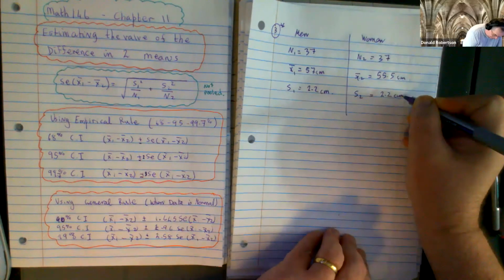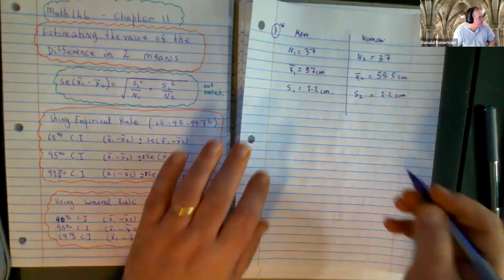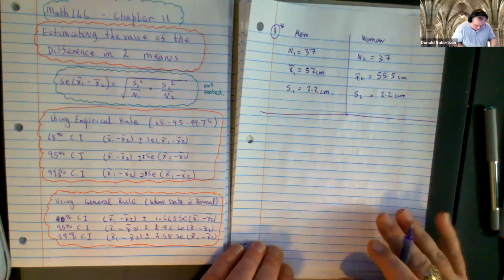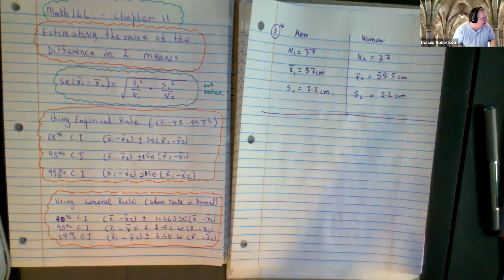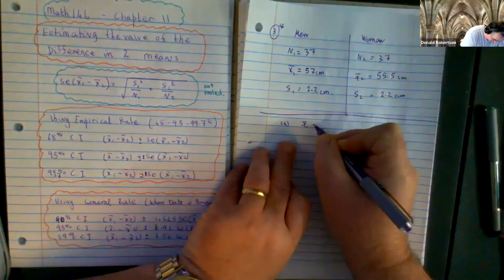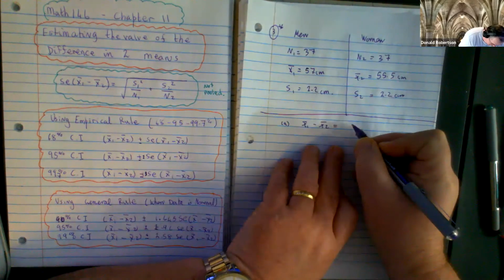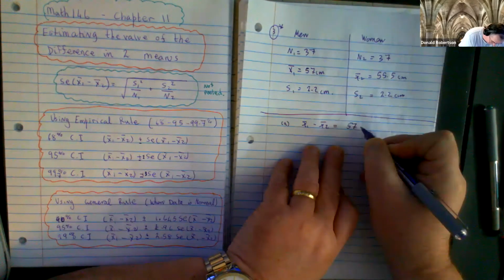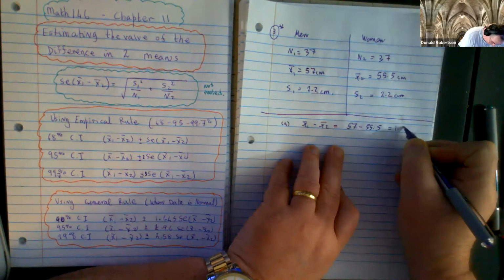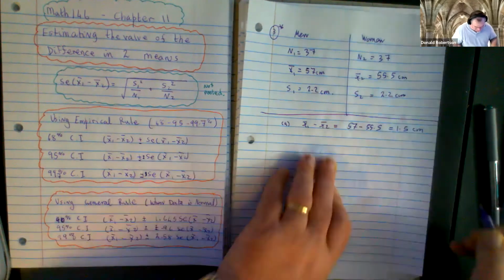Okay, that's basically the data that we're going to work with. And we're going to calculate the usual types of things. Going to calculate a standard error and a difference in the means and a confidence interval, but no conclusions. So if you take the difference in the two, we find that they differ by 1.5 centimeters. Okay.